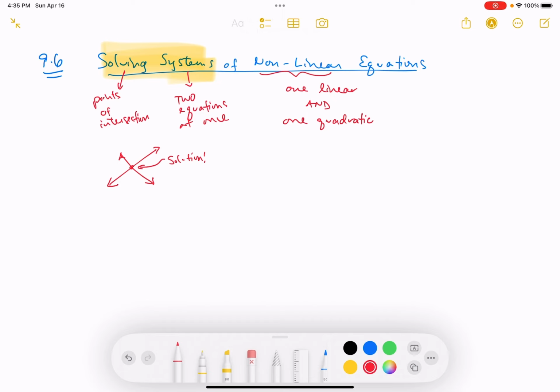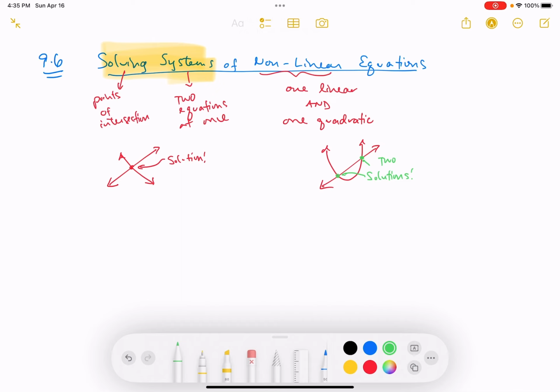So what's that going to look like? Well, if I have a linear function, it's going to be a straight line. And if I have a quadratic function, it's going to be a parabola. So think about what the solutions are going to look like. In this case, I have two points of intersection. So I would end up having two solutions.